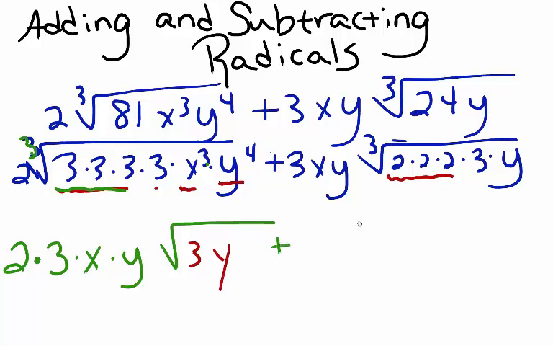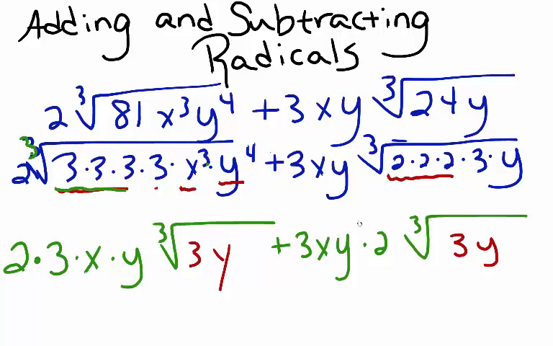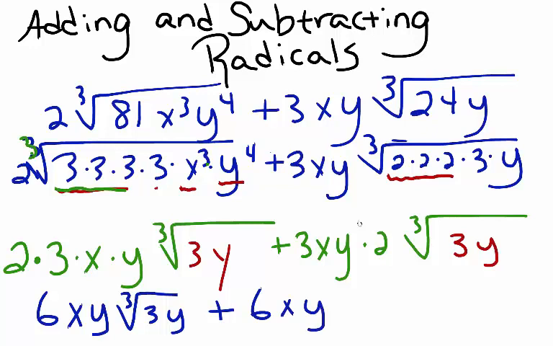Now I evaluate my second radical. I have 3xy out in front. The cube root of 2 times 2 times 2 is the cube root of 8, and that's 2. So I pull that out, and I'm left with the cube root of 3y. Now I multiply the numbers out in front of the radical. 2 times 3 equals 6, and my variables x times y give me xy. So I have 6xy, cube root of 3y, plus, and here I multiply 2 times 3, that gives me 6xy, cube root of 3y.